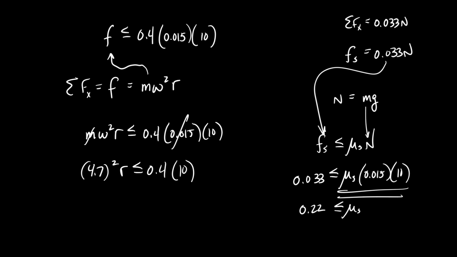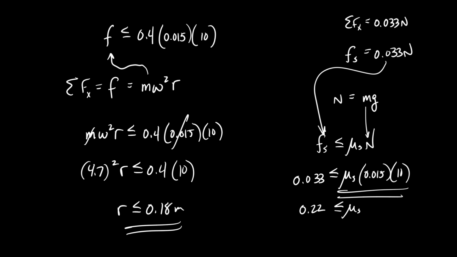So 4 divided by 4.7 squared, I get 0.18. So that's 18 centimeters. The bug has to stay less than or equal to 18 centimeters away from the edge. If he tries to go 19, he gets flung off. So the bug better stay there if he wants to stay on.